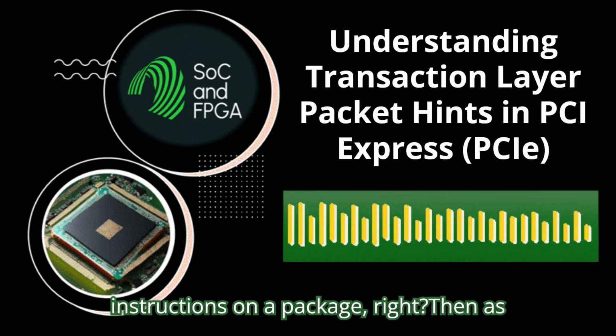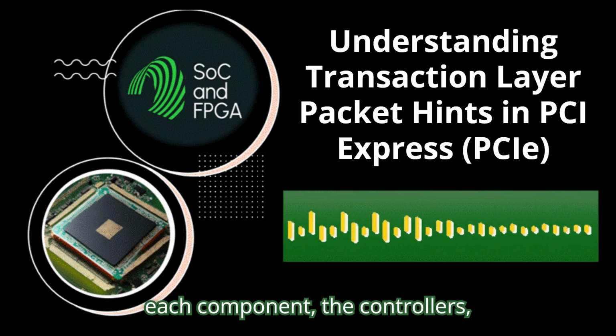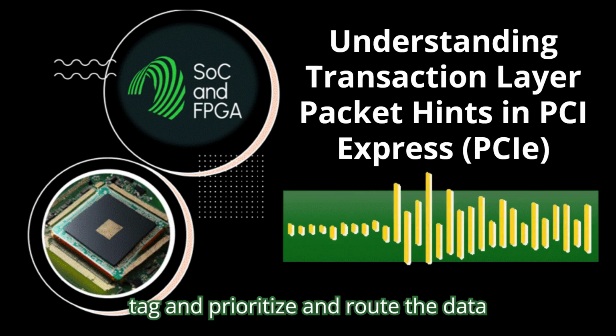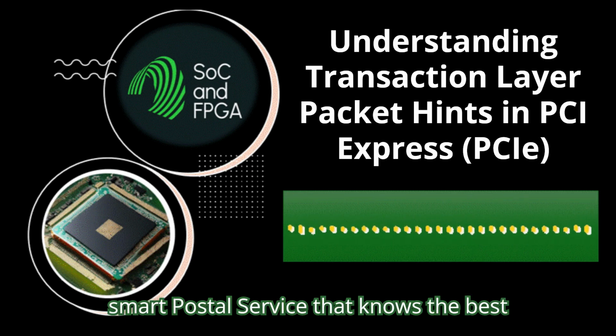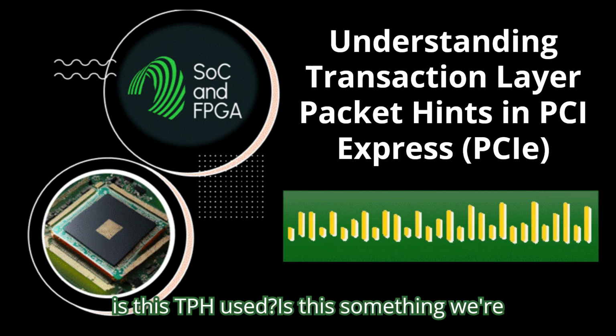This tag gets attached to the data packet's header. Think of it like instructions on a package. Then as this packet moves through the system, each component, the controllers, switches, endpoints, they all read the tag and prioritize and route the data based on that. Okay, so it's like a super smart postal service that knows the best way to route each package. Where exactly is this TPH used?